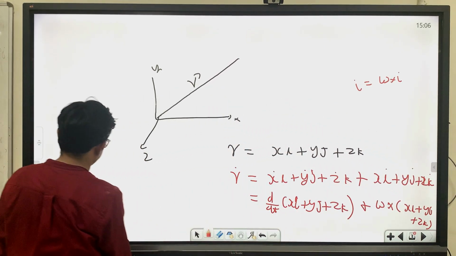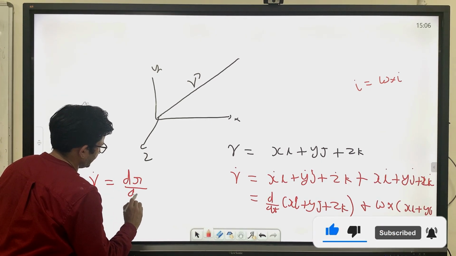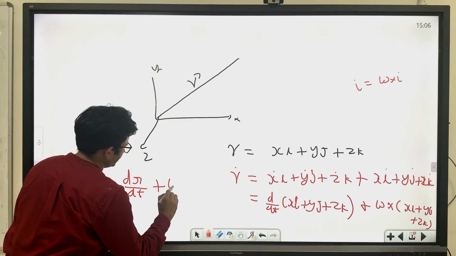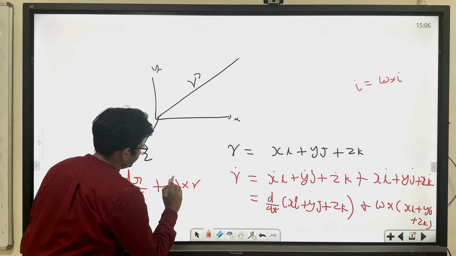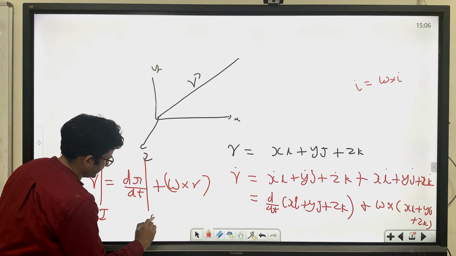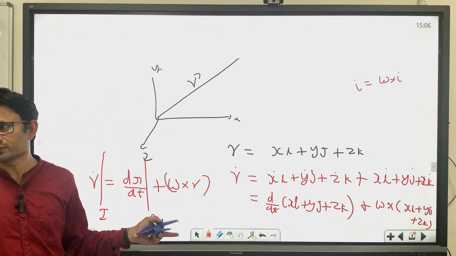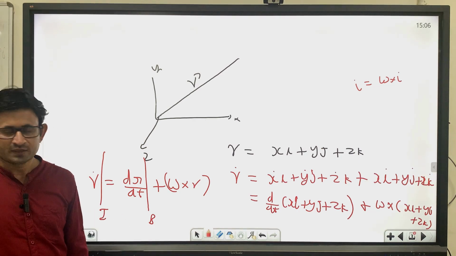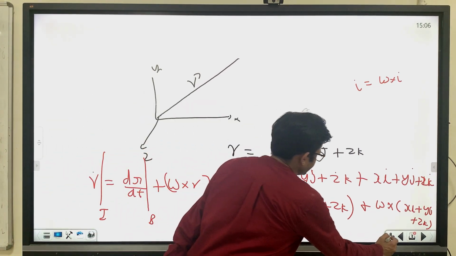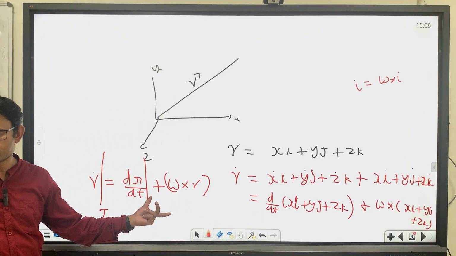So I can write here r dot is dr by dt plus omega cross r. So this will be in an inertial frame, this will be the body, and this is due to the rotation. So that is how you can transform from the body to inertia. Now take this, please note down. See, how it is derived, I have told you.